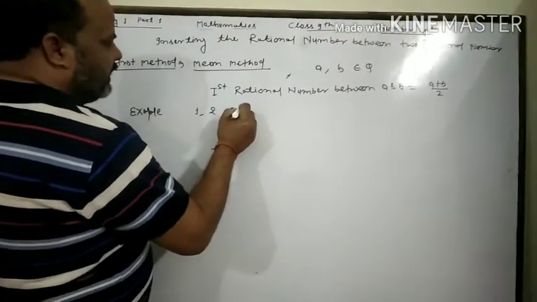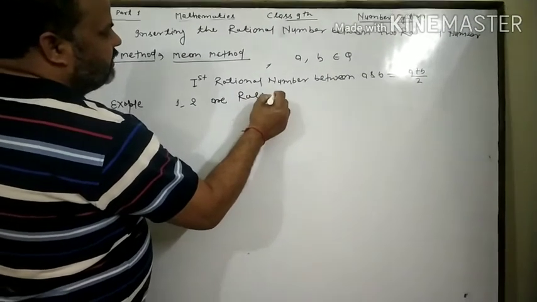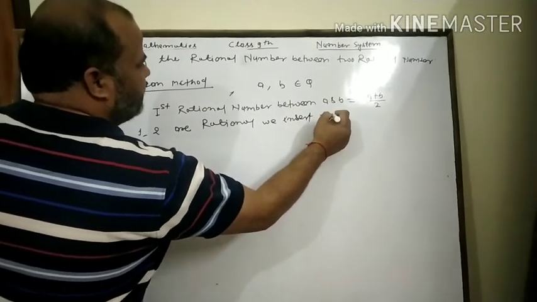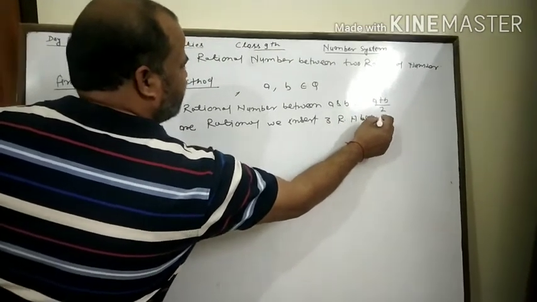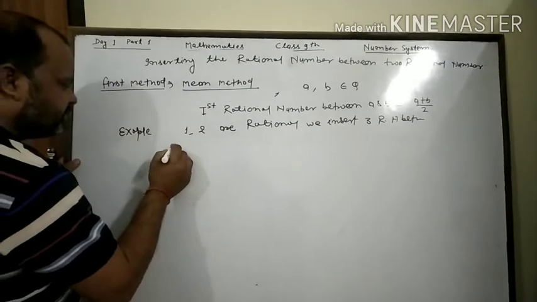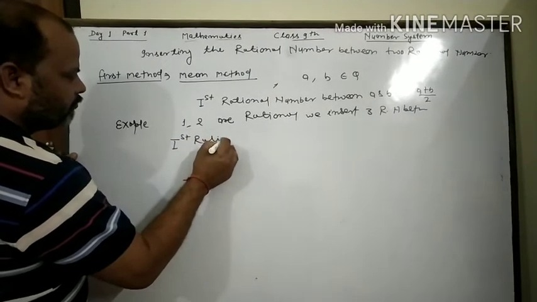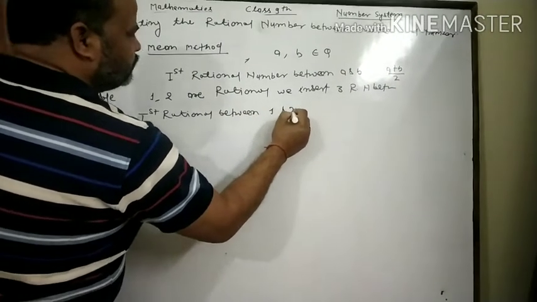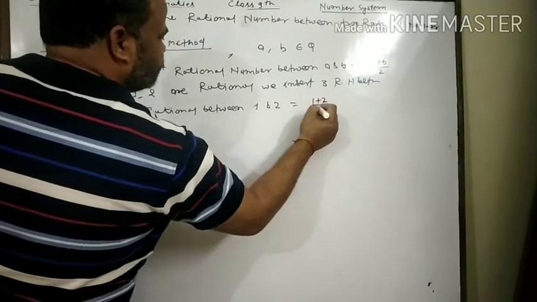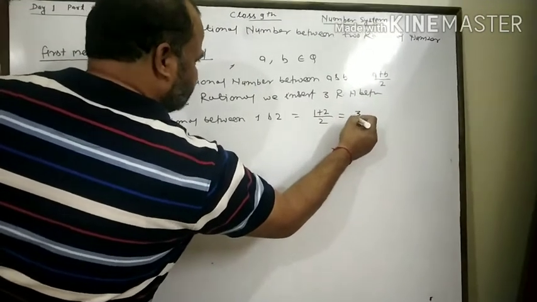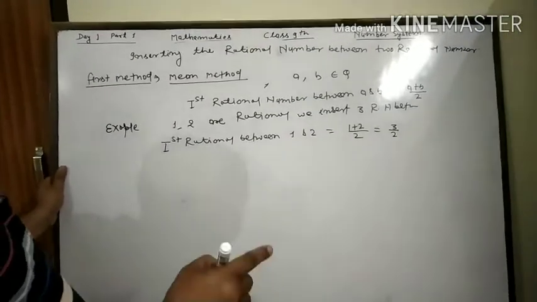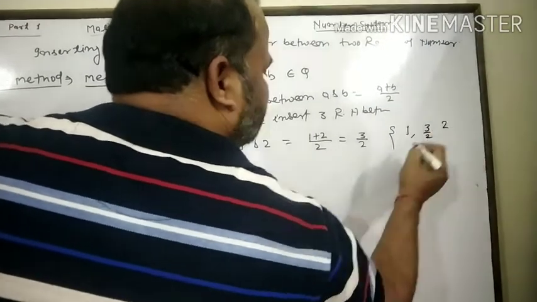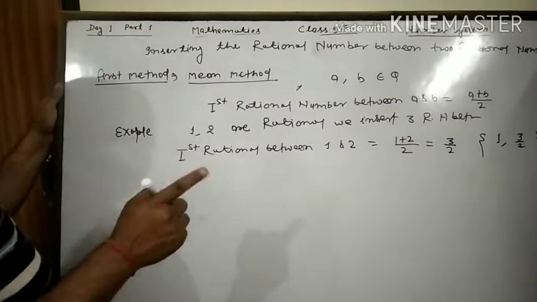1 and 2 are rational numbers, and we insert 3 rational numbers between them. Then the first rational number between 1 and 2 is 1 plus 2 by 2, it is 1 plus 2 means 3 by 2. Then our position of the rational numbers is 1, 3 by 2 and 2. Clear?